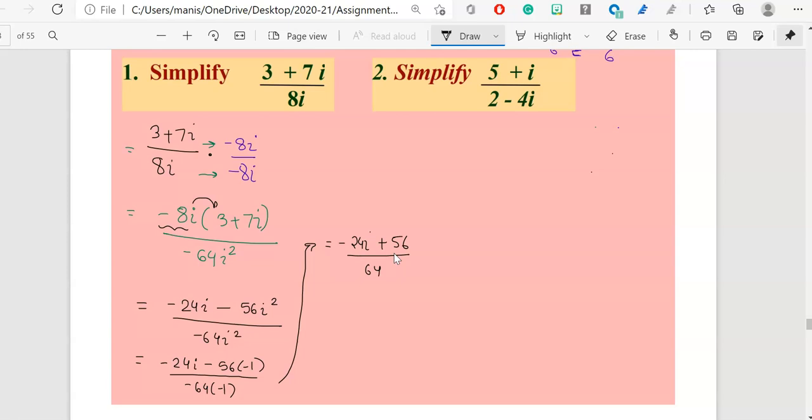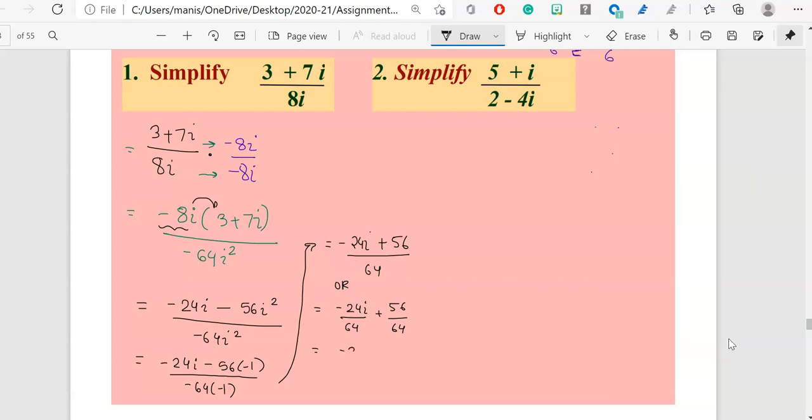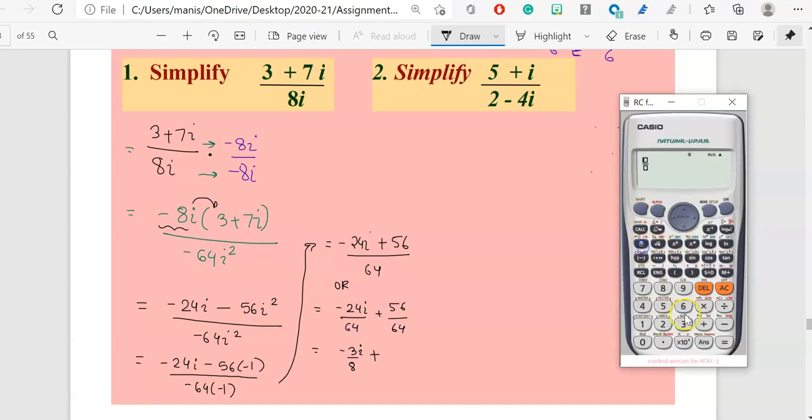Your answer should be in the form of a plus bi. So I will write all the steps. First of all, I'm separating the denominator. Now at this place, use your calculator to simplify to the simplest form. This says negative 24. Don't forget that the i is still there, but the calculator cannot take it, so I will not write i here. My answer is negative 3 over 8, and there is an i already here, so do not forget about this. Plus, now it is 56 over 64. So let's go ahead and do this also.